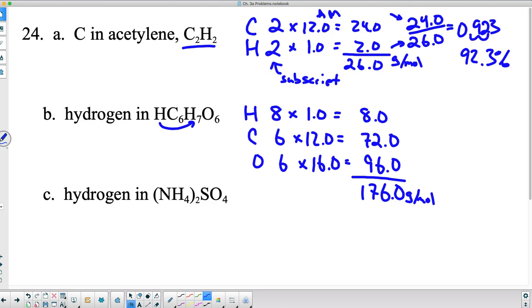So now I'm looking for hydrogen, which means the total amount of hydrogen, the 8.0, divided by the total amount of the compound, which is 176.0. So let's get this decimal. I move it 2 places to the right to get 4.5% hydrogen by mass. 4.5% hydrogen. Excellent. Let's keep going.